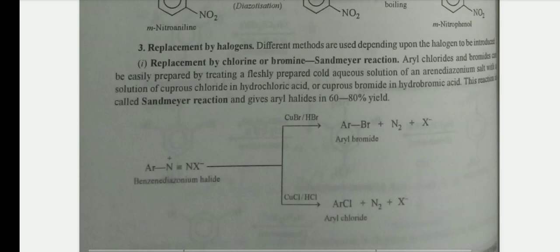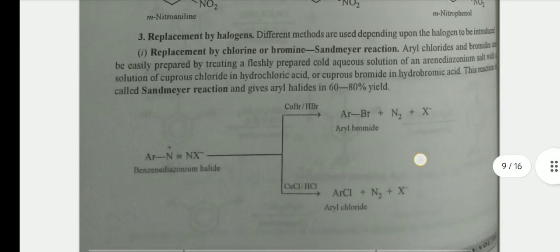Replacement by chlorine or bromine. Sandmeyer reaction. Aryl chlorides or bromides can be easily prepared by treating a freshly prepared cold aqueous solution of an arene diazonium salt with a solution of cuprous chloride in hydrochloric acid or cuprous bromide in hydrobromic acid. This reaction is called the Sandmeyer reaction and gives aryl halides in 60 to 80% yield.